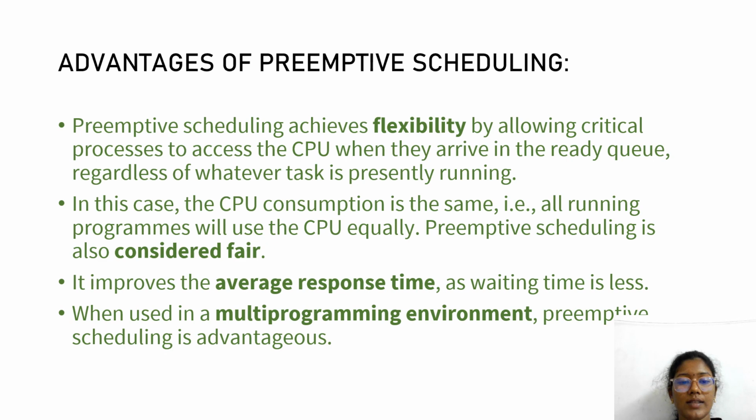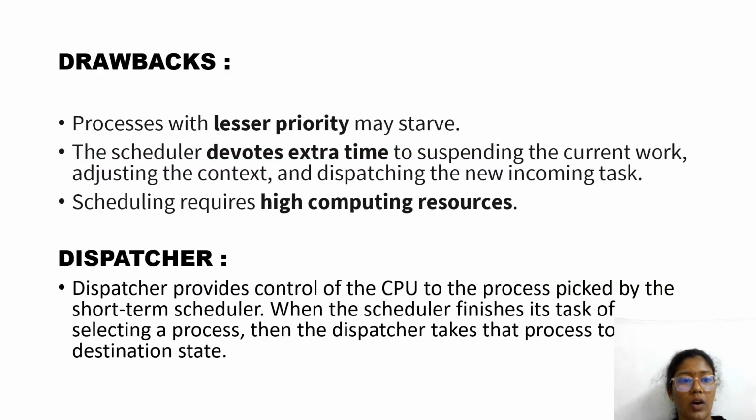Preemptive scheduling is also considered fair. It improves the average response time as waiting time is less. When used in a multi-programming environment, preemptive scheduling is advantageous. The drawbacks are that processes with lesser priority may starve. The scheduler devotes extra time to suspending the current work, adjusting the context, and dispatching the new incoming task. Scheduling requires high computing resources.